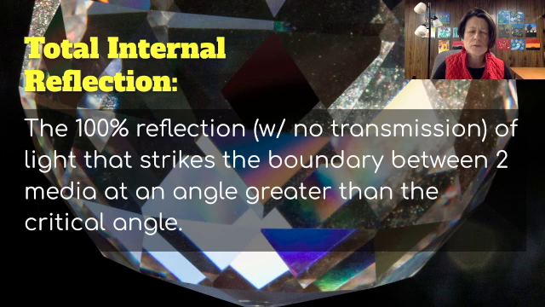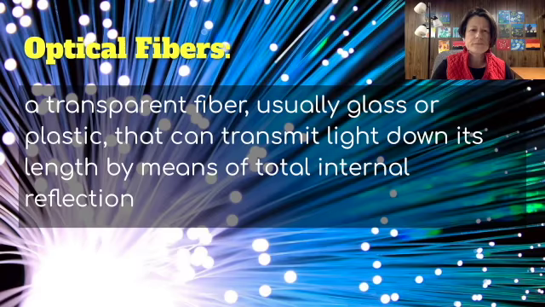So if we go back to those critical angles that we wrote down, they have to be that angle or greater in order to have total internal reflection. And an application of that is optical fibers. I'm sure you have seen these before. I have a picture there. This is a transparent fiber, usually glass or plastic, that can transmit light down its length by means of total internal reflection. These are also used for communications because they are super fast.